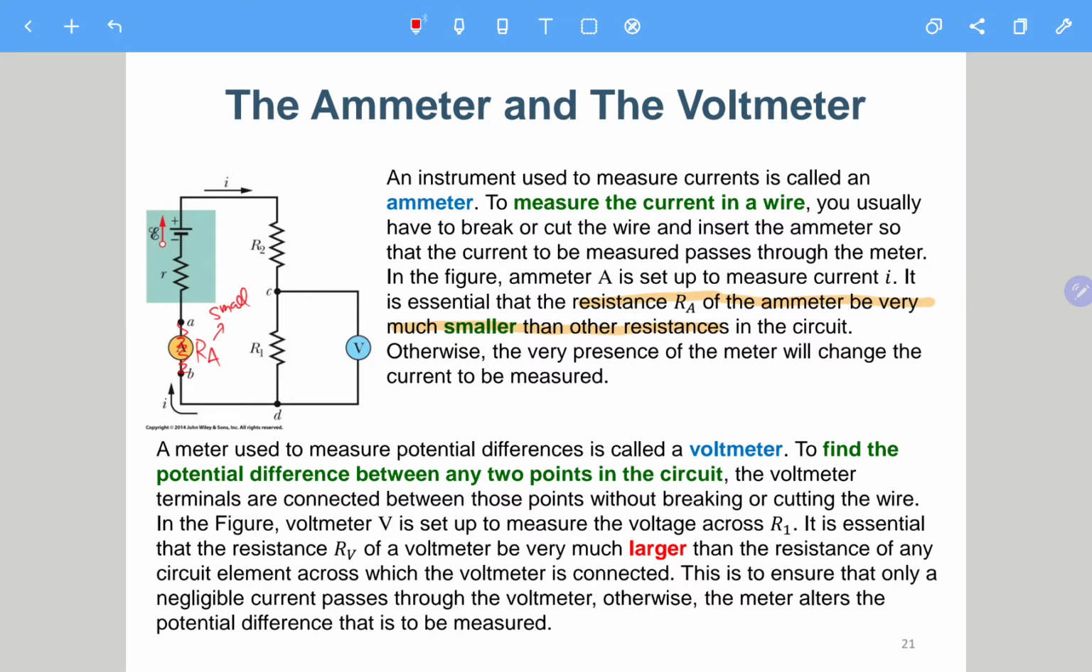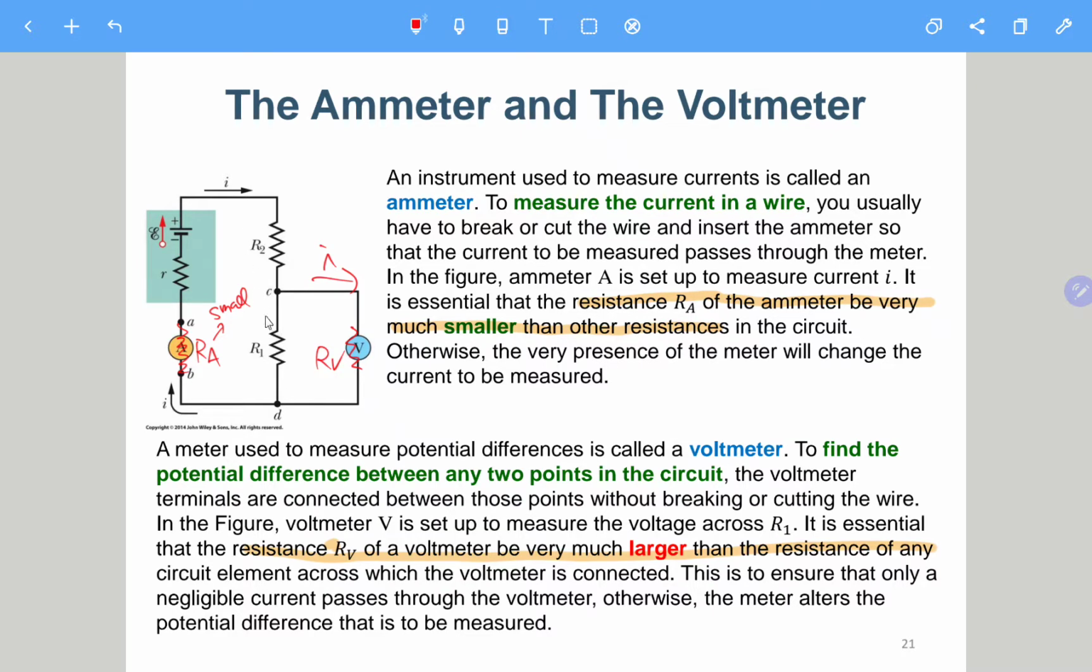But for the voltmeter, the resistance RV should be large, much larger than any other resistance. This one should be large. Otherwise, there will be current going in this loop. Then it will change.